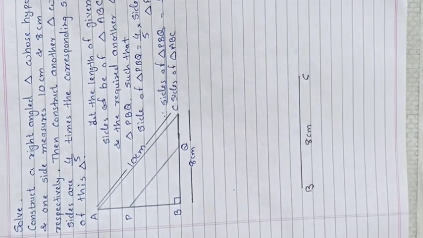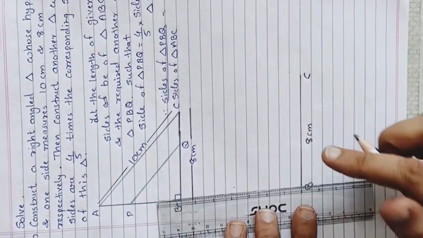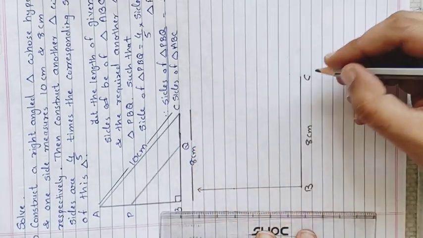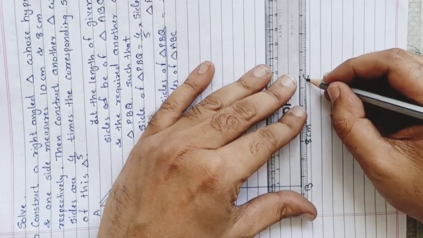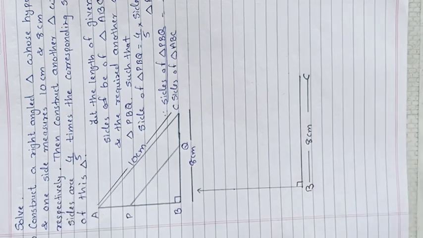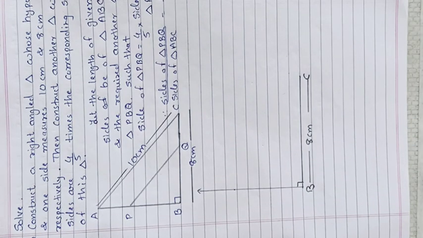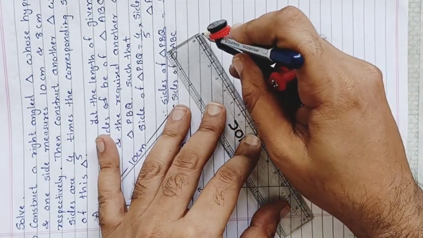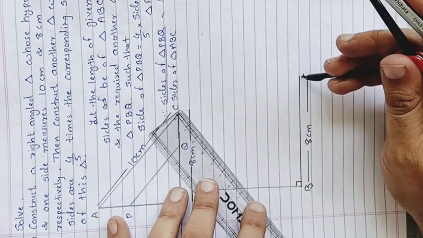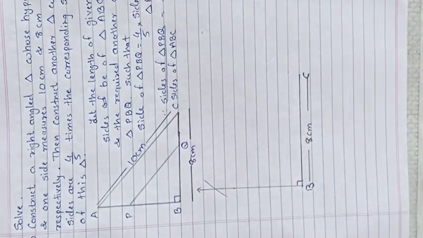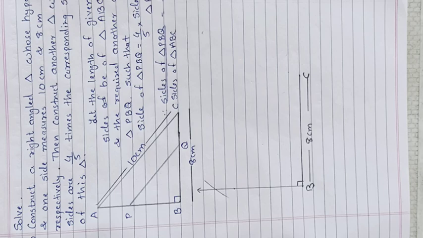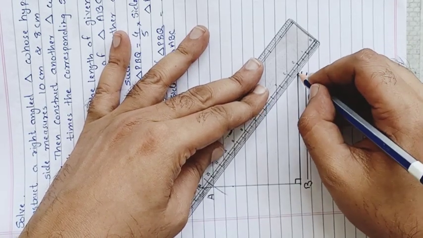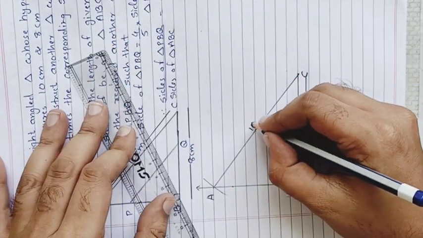So this is 90-degree. It is a right angle triangle. I will join this. BC, I know it's 8, and this one is 90-degree, and CA is 10 centimeter. This we got A, and here we got triangle ABC, 10 centimeter.